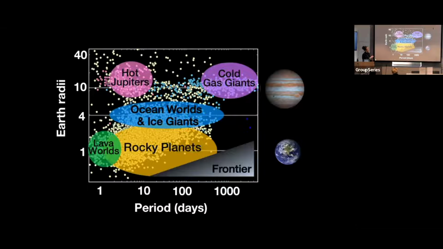We don't have anything analogous to this in our solar system. We also have cold gas giants, which again can be many times the mass of Jupiter, orbiting very far away from their host star. In the middle here, we have ocean worlds and ice giants. We also have rocky planets like the terrestrial planets that we find in our solar system. We also have what we call lava worlds, which are rocky bodies that orbit incredibly close to their host star, and are usually tidally locked.